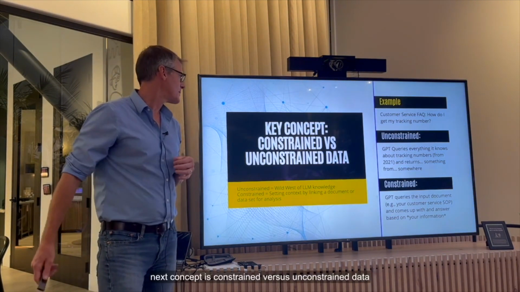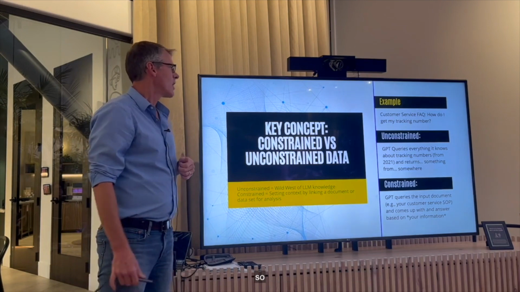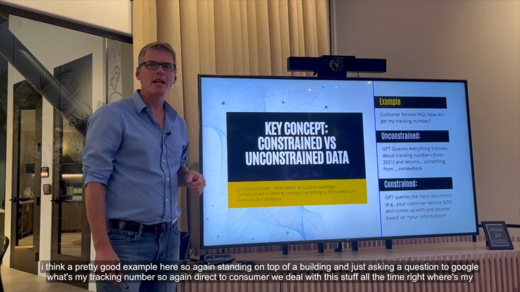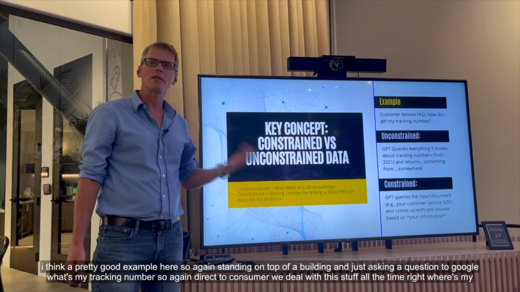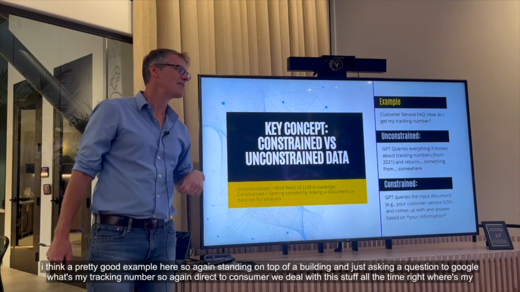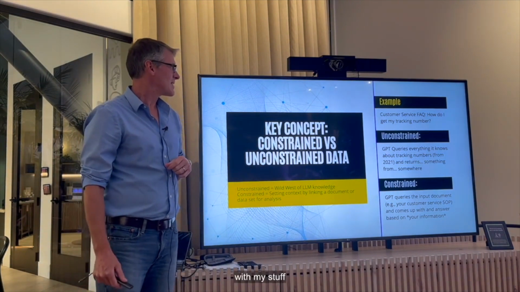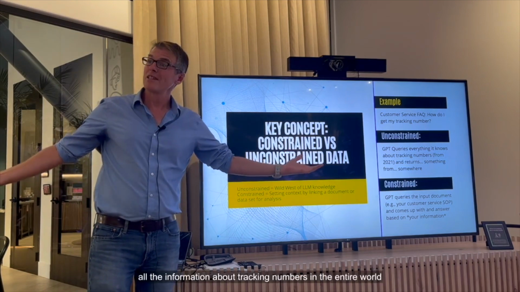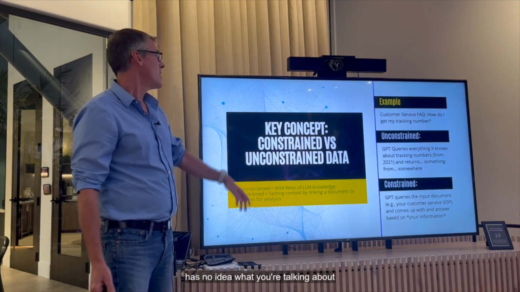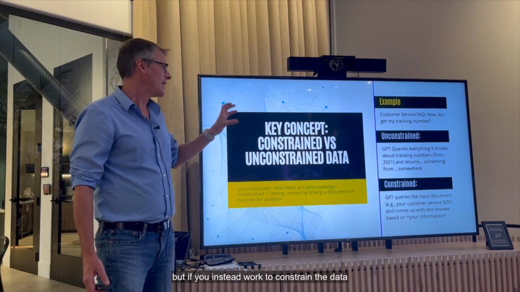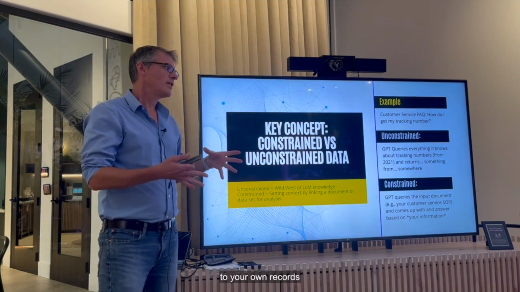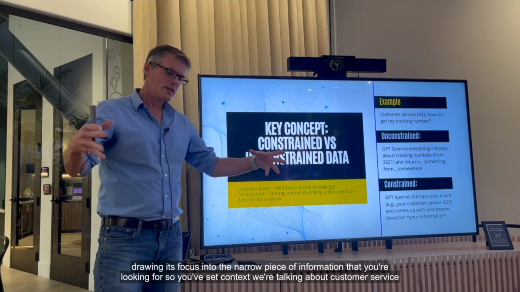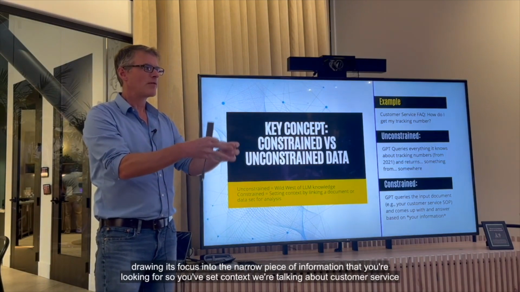Okay, next concept is constrained versus unconstrained data. I think a pretty good example here: again, standing on top of a building and just asking Google, what's my tracking number? Again, direct to consumer, we deal with this stuff all the time. What's going on with my stuff? The LLM is trained on all the information about tracking numbers in the entire world. It has no idea what you're talking about. But if you instead were to constrain the data to your own records, your own SOPs within your organization, you're drawing its focus into the narrow piece of information that you're looking for.